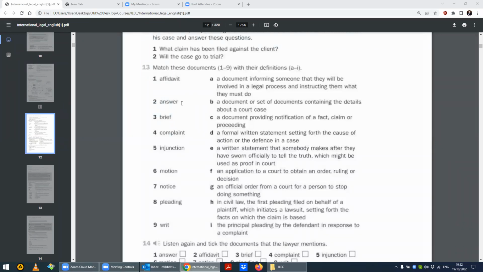Right. So an answer. When somebody is sued in a civil matter, a claim is made against them. They must show that they intend to defend the case by filing, or sending to the court, an answer. This states why they should not have a judgment entered against them.